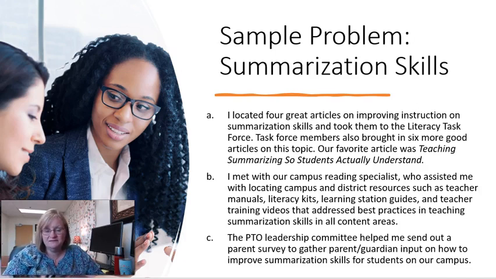and we've decided that these would be good to help us develop our plan. And then for C, the PTO leadership committees helped me send out a parent survey to gather parent and guardian input on how to improve summarization skills for students on our campus. So there's lots of ways that you could gather campus information. You can do surveys, you can go to meetings, you can have a question and answer table at fun night. There's lots of things that you can do that would be unique and important to your campus to show that you have gathered this information.